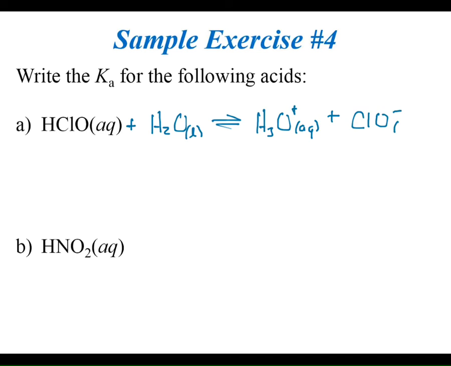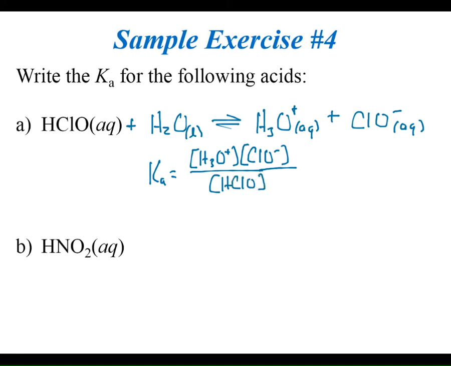And what will it leave behind if it loses an H plus? ClO negative, right? So my Ka expression must look like concentration of hydronium times concentration of ClO minus over concentration of HClO. Right? This product over reactants, again, don't include the water because we don't include liquids or solids, only aqueous and gases.